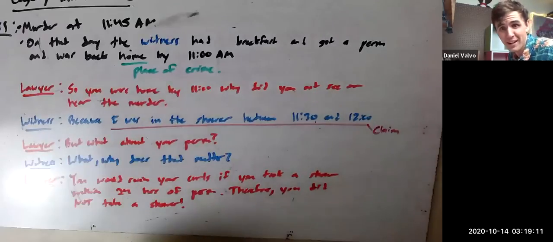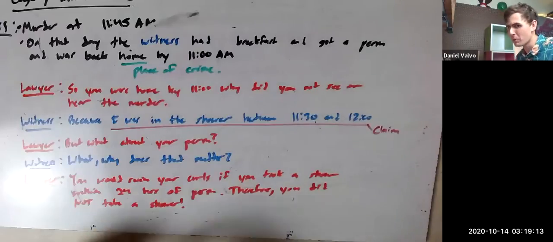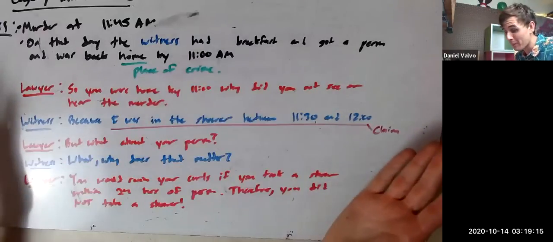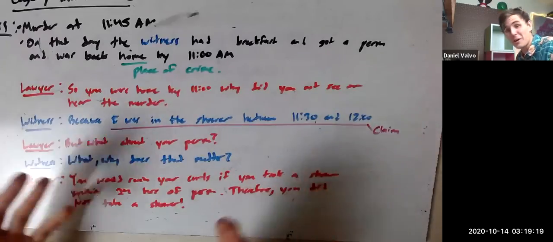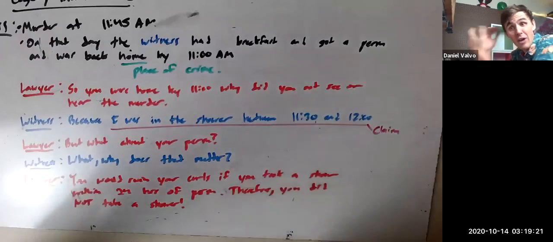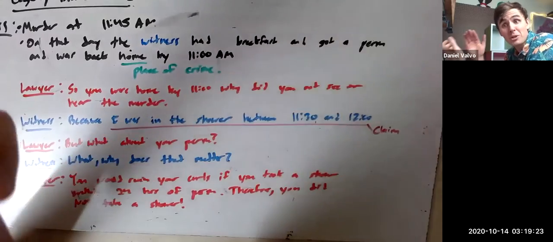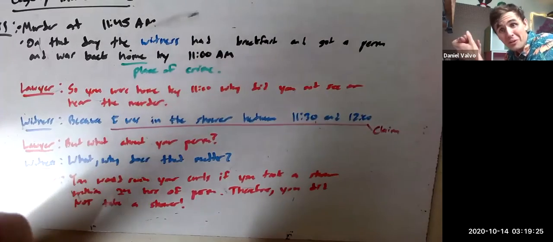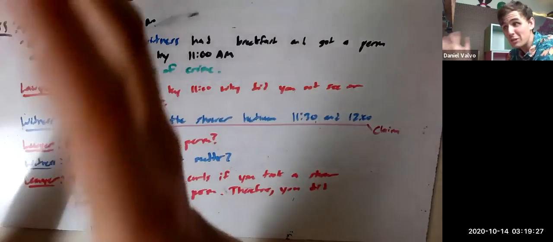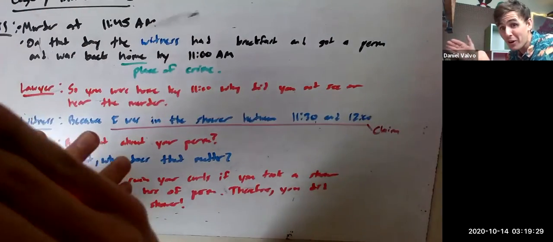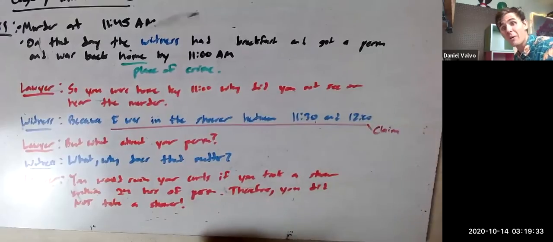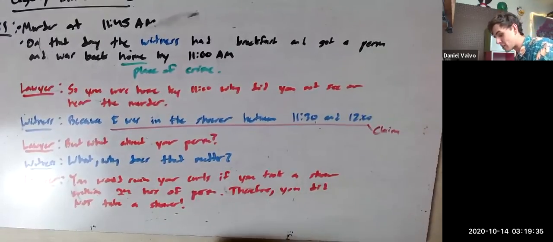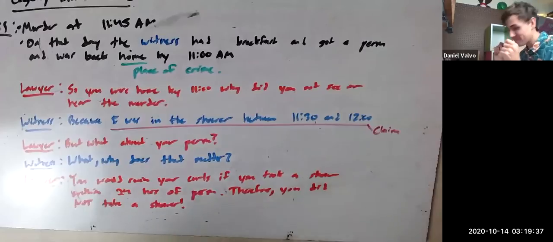People take showers, right? And the lawyer cleverly goes, but wait a minute, what about your perm? And the witness goes, what? Why does that matter at first? And the lawyer says, if you get a perm, then if you take a shower within 24 hours of perm, you would ruin your curls. You would never do that. We see that you still have your perm. We can still see your curls. You did not undo your perm. Therefore, there's no way you took a shower between 11:30. There's no way you took a shower at 11 a.m.